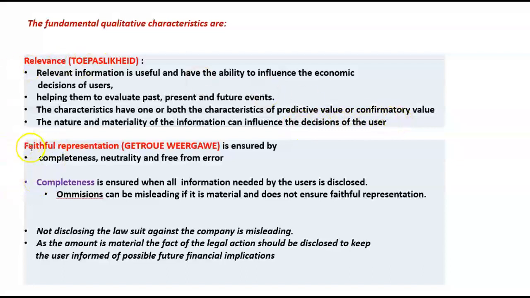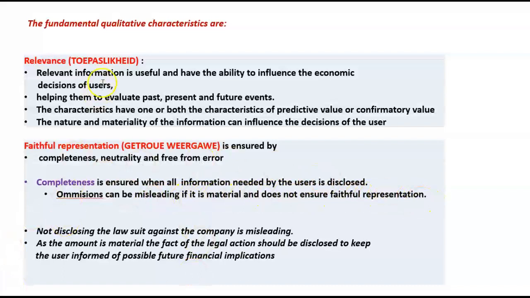Still theory: faithful representation is ensured by completeness, neutrality, and freedom from error. Completeness is ensured when all information needed by the users is disclosed. Omissions can be misleading if material and do not ensure faithful representation.